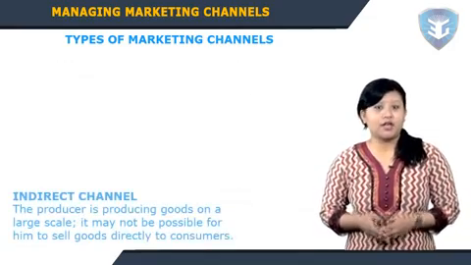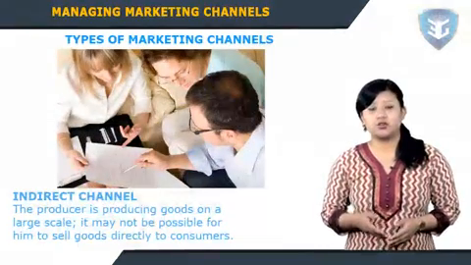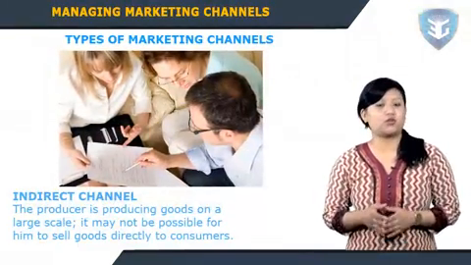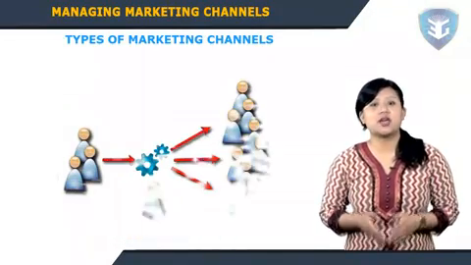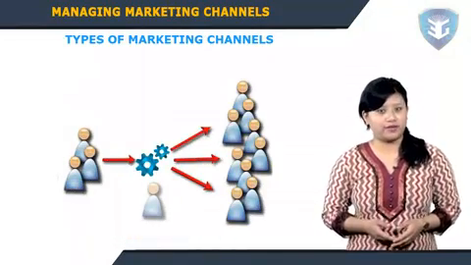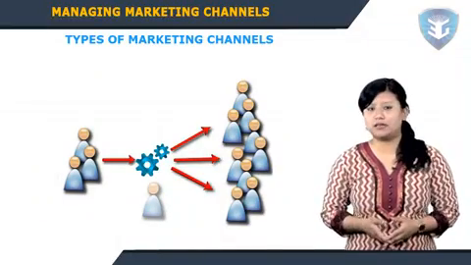Indirect channel. The producer is producing goods on a large scale. It may not be possible for him to sell goods directly to consumers. As such, he sells goods through the middlemen. These middlemen may be wholesalers or retailers.